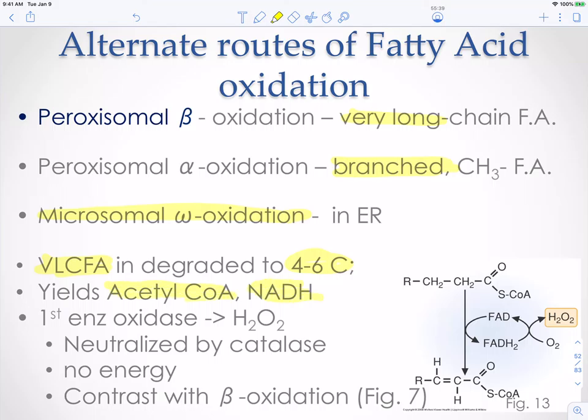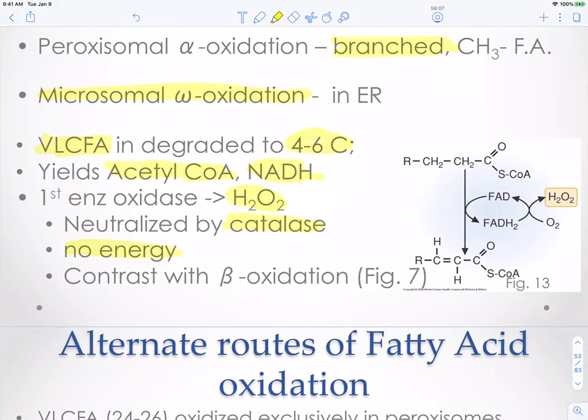Your first enzyme in the peroxisomal beta oxidation is going to generate hydrogen peroxide. Hydrogen peroxide in the peroxisome is neutralized by catalase. And in this first step, however, there is no energy. So you lose those first few carbons. You get no energy out of that. So this is in contrast to beta oxidation in the mitochondria.